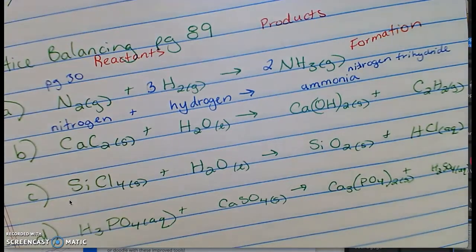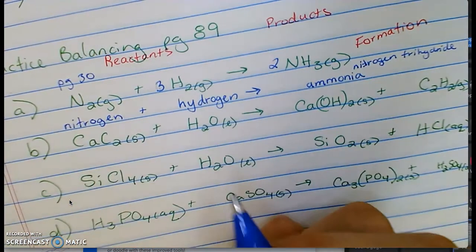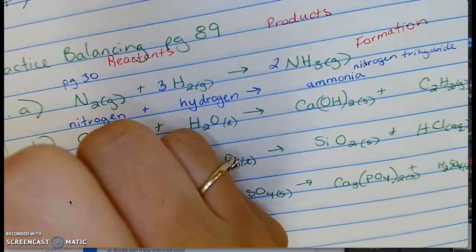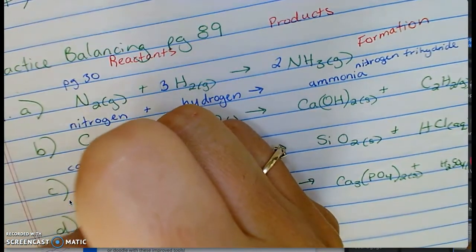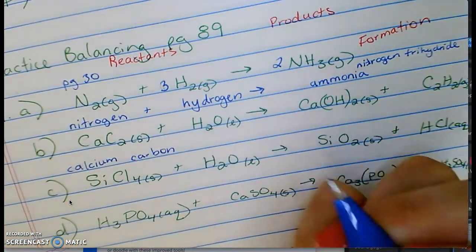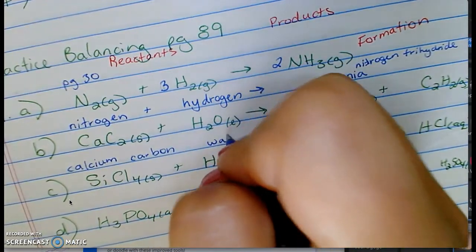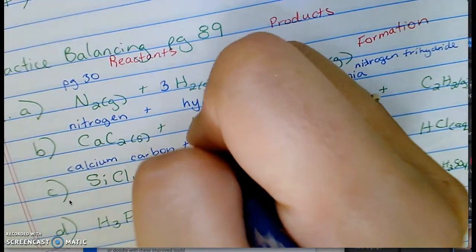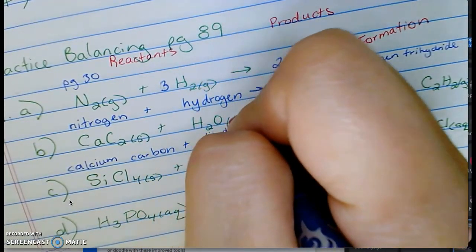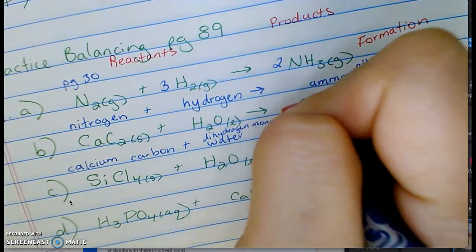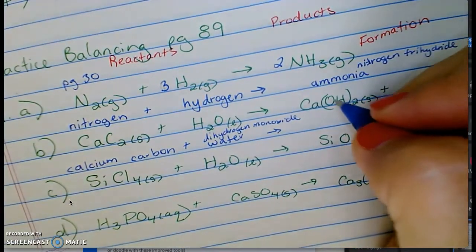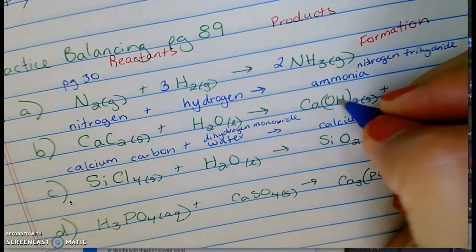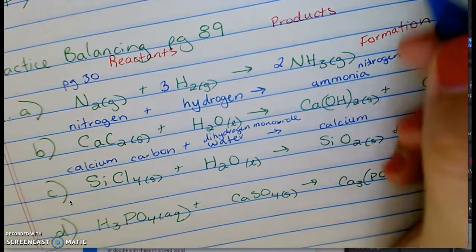Let's take a look at 1B. Let's start by naming it just because we can. CaC2. So it's got calcium, it's got carbon. This one is water, or dihydrogen monoxide. Reacts to form calcium. And we totally recognize this. The OH is a base, right? Calcium hydroxide.